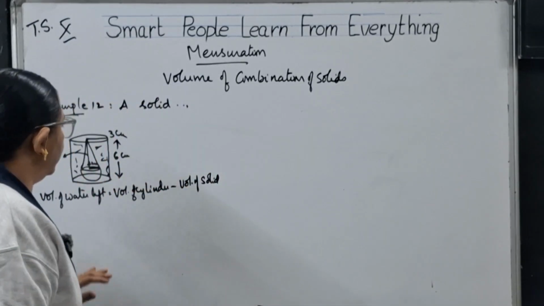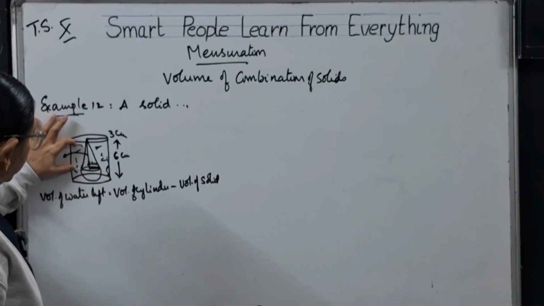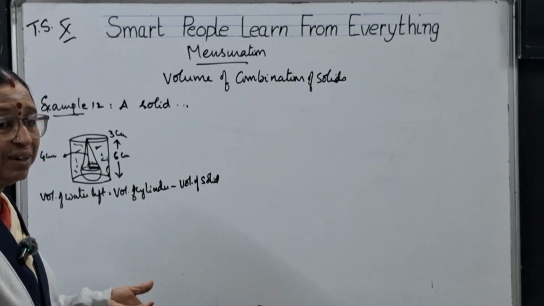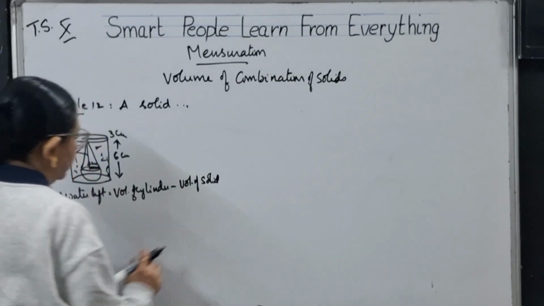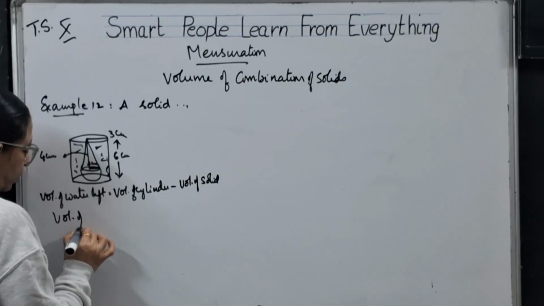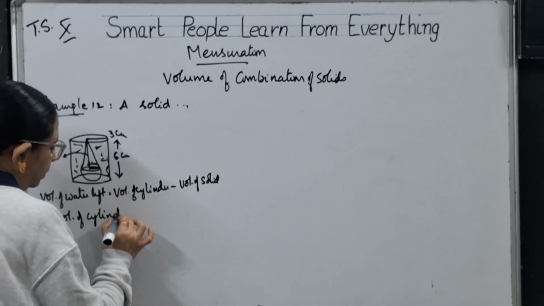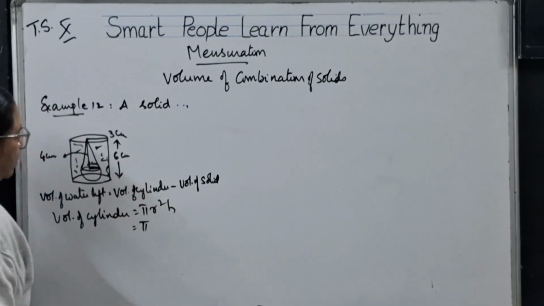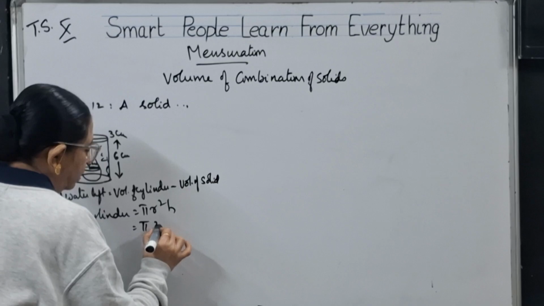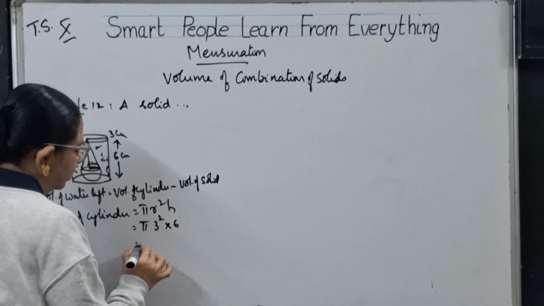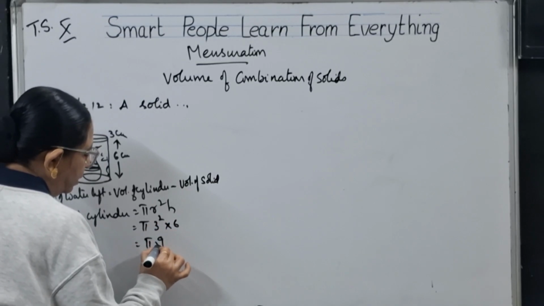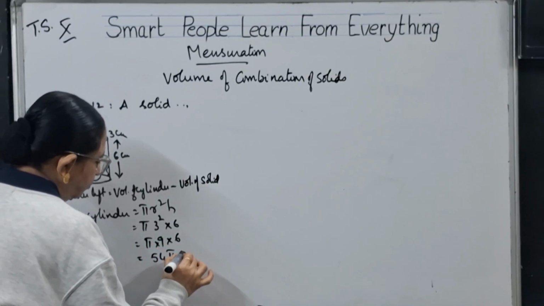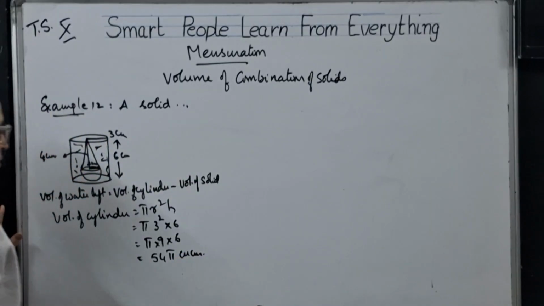So we need to find out how much water is present here. It means in the total volume of the cylinder, whatever is the volume of the solid, that much water is displaced. So we have to subtract these two. So one by one we will see. Volume of cylinder is pi r square h. Let me keep pi as it is. R is 3, 3 square into h is 6. That is pi into 9 into 6. That is 54 pi cubic centimeters is the volume of the cylinder.